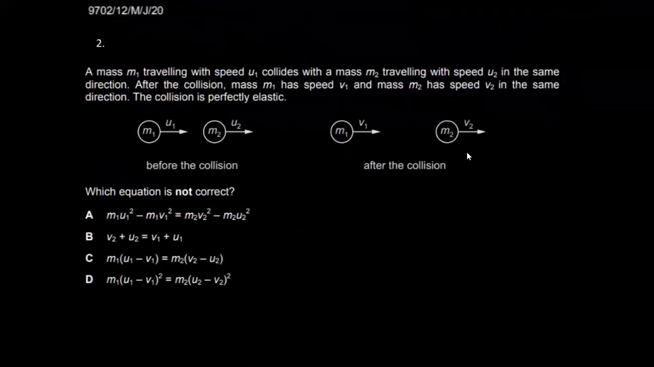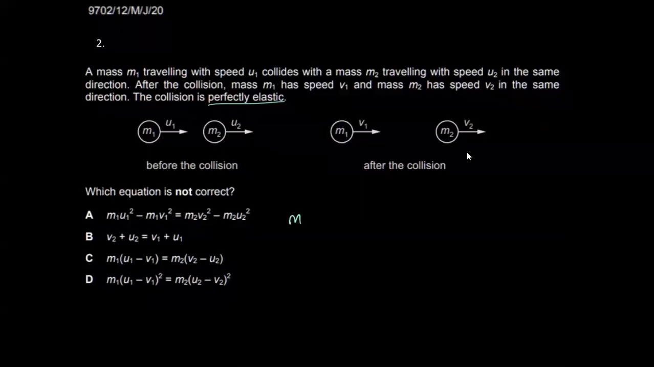Question number 2. A mass m1 traveling at speed u1 collides with a mass m2 traveling at speed u2 in the same direction. After the collision, mass m1 has speed v1 and mass m2 has speed v2 in the same direction. The collision is perfectly elastic. Which equation is not correct? Now let's try all of these.